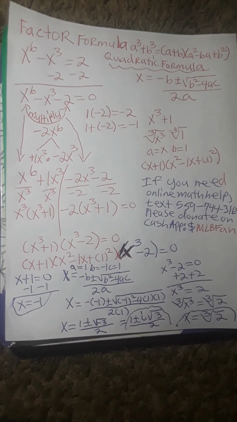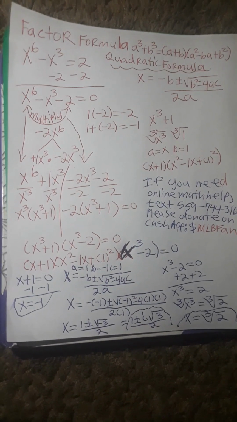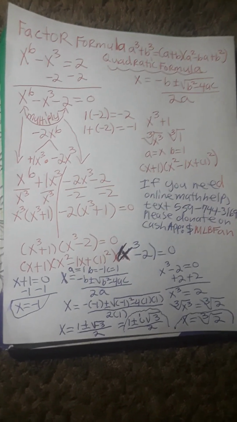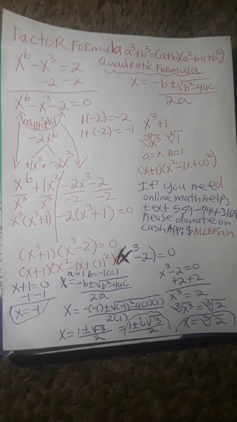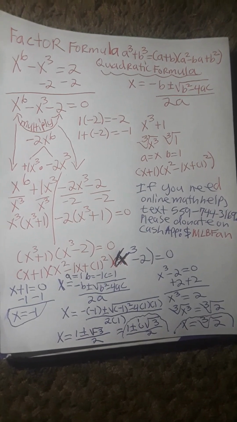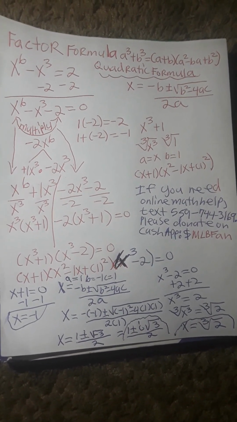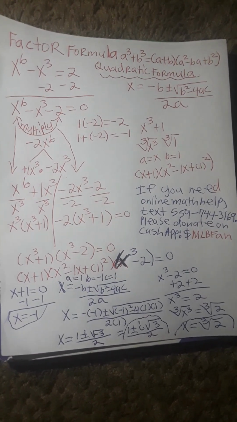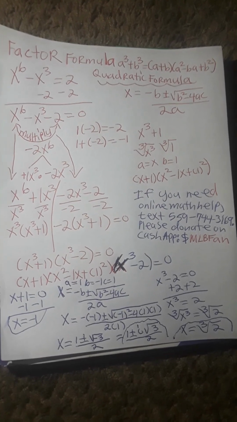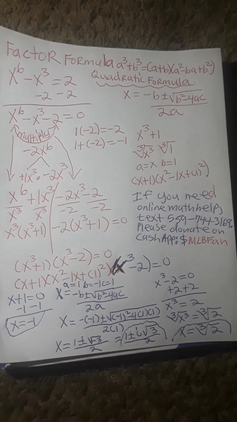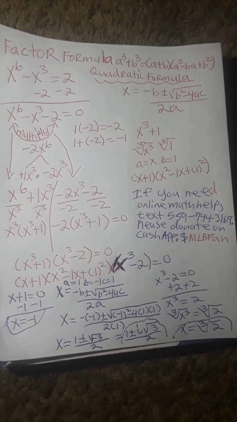Then we see that x to the power of 3 plus 1 involves a factor formula dealing with the addition of cubes. a to the power of 3 plus b to the power of 3 is equal to a plus b times a squared minus ab plus b squared. So let's look at x to the power of 3 plus 1. So we take the cube root of x cubed, and we will get a is equal to x, and the cube root of 1, and b will equal 1.